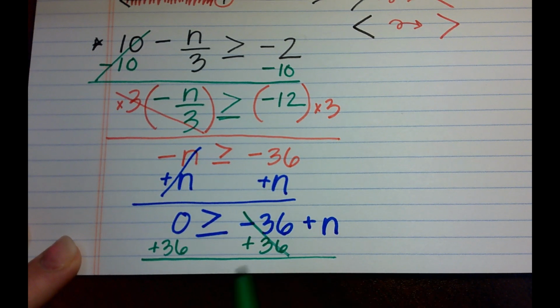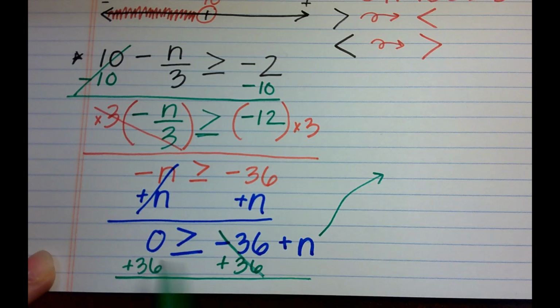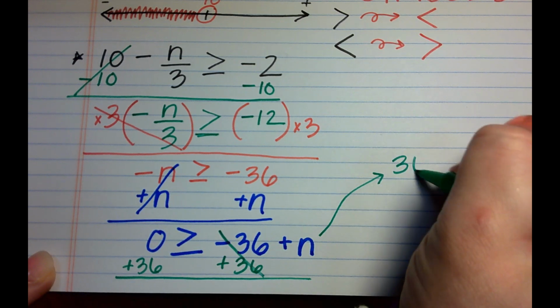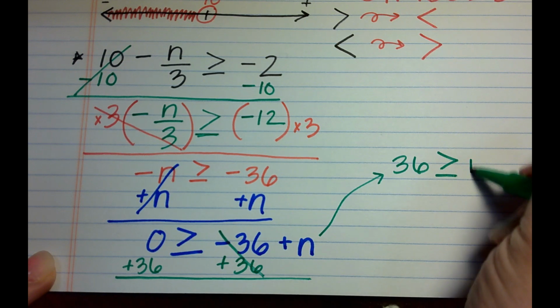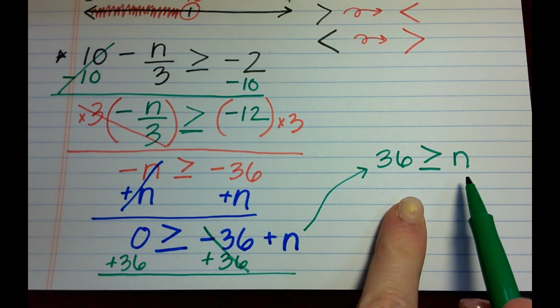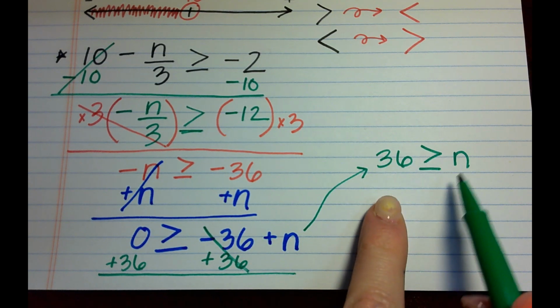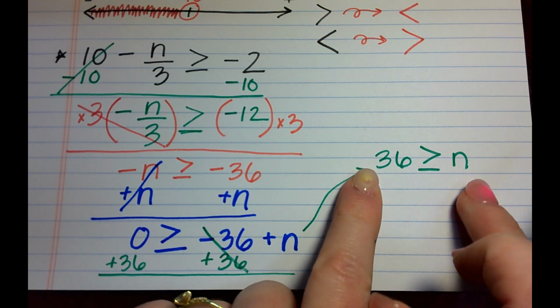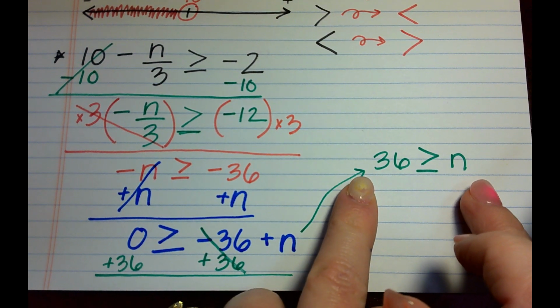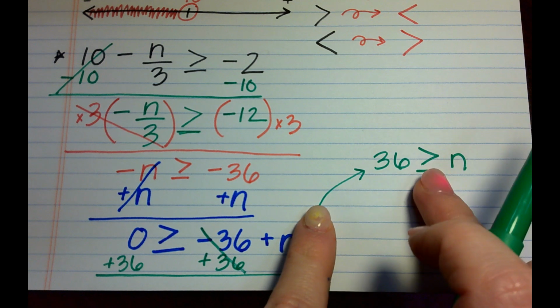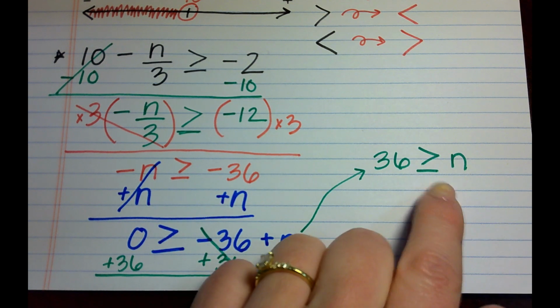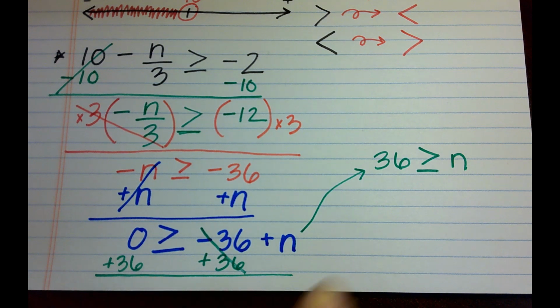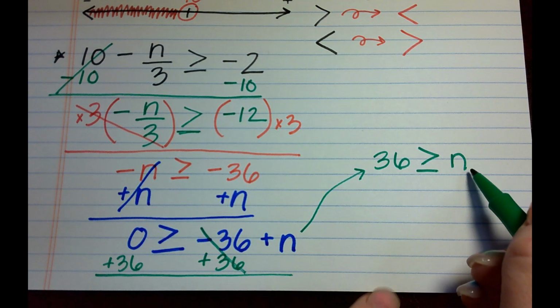So now, if I were to rewrite everything, I have 36 is greater than or equal to n. Now, if I were to look at this, we want to rearrange this so that n comes first. I don't want to read 36 is greater than n. That doesn't tell me anything. I want to know how my numbers are related to n. So we're going to flip-flop this whole thing.